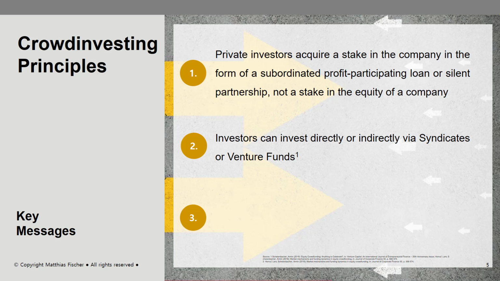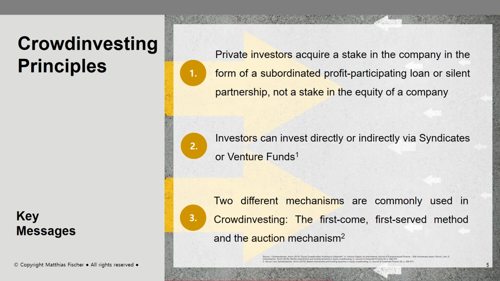The second argument refers to the various investment opportunities that can be made directly or indirectly through syndicates or venture funds. The last argument refers to the allocation of shares. Two different mechanisms are used here. One is the first come, first served method, and the other is the auction mechanism.